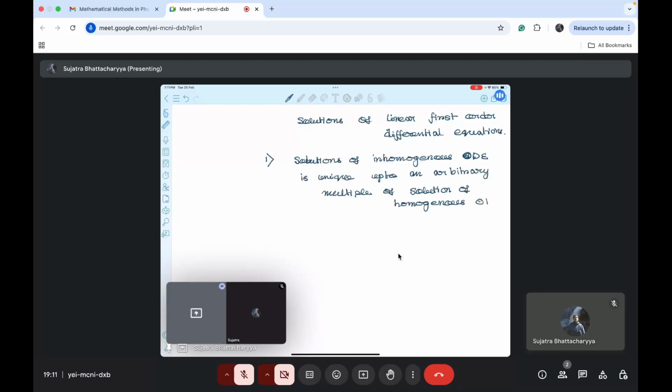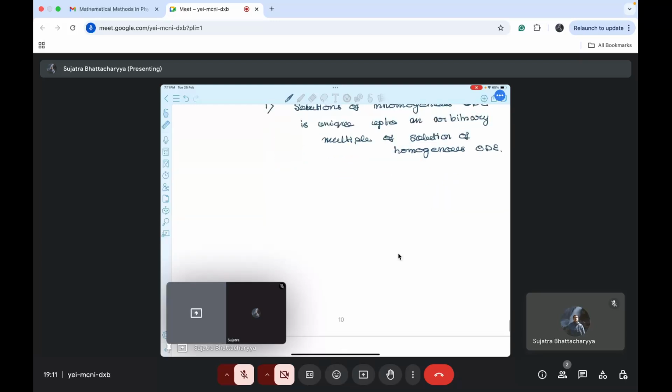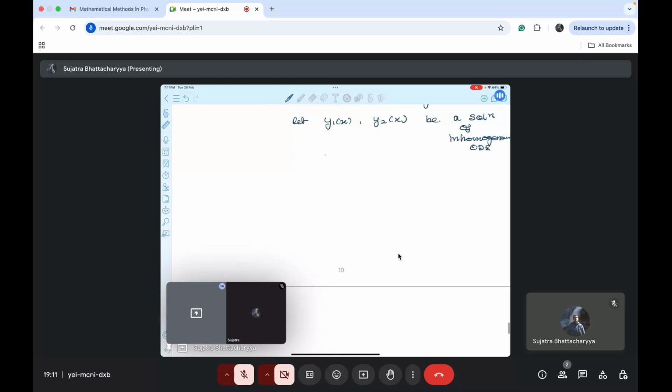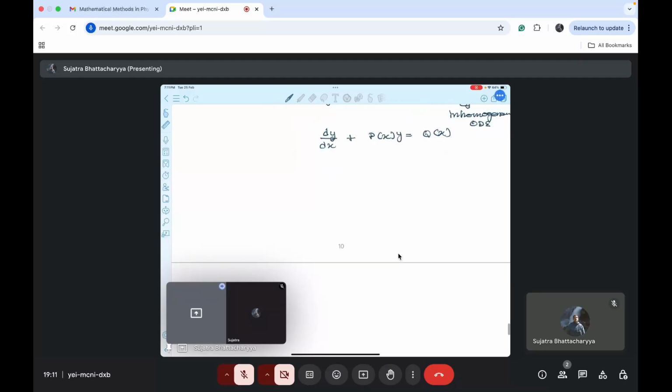So what does it say? Let y1 of x and y2 of x be solutions of the inhomogeneous ODE. Fine. So what is the inhomogeneous ODE? Linear first order. So dy dx plus p of x y. We have seen this is equal to q of x. Right. This is the inhomogeneous first order linear differential equation.